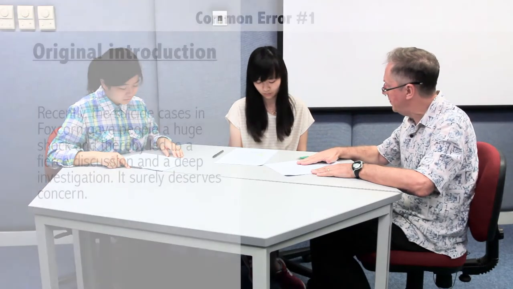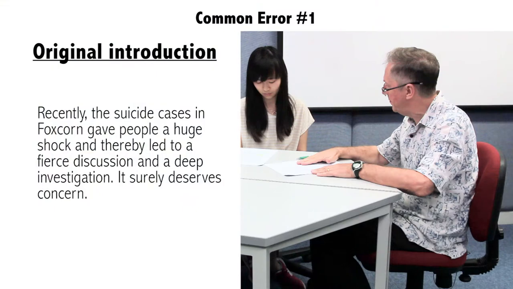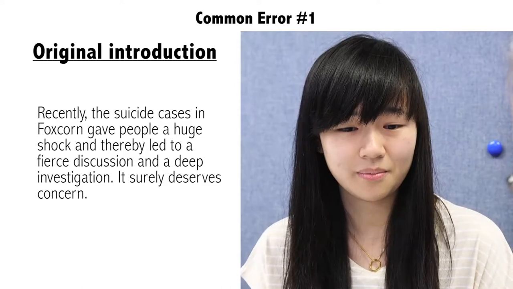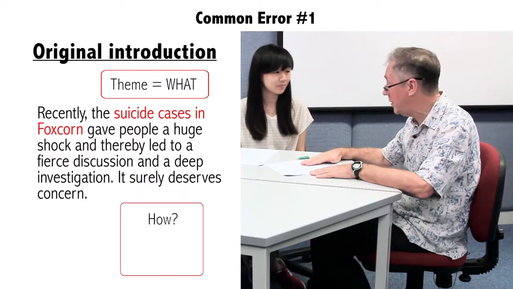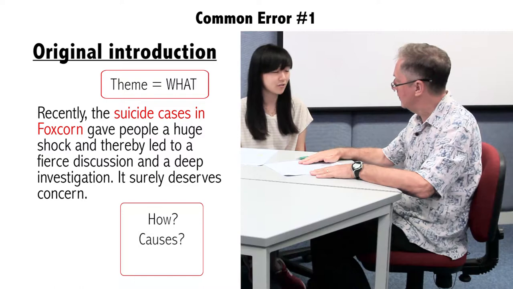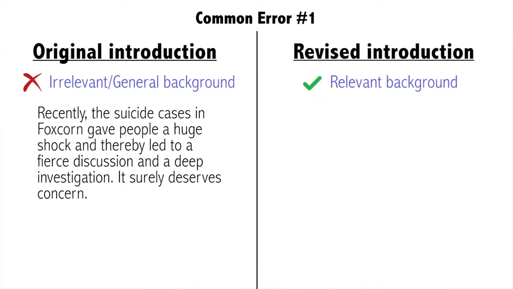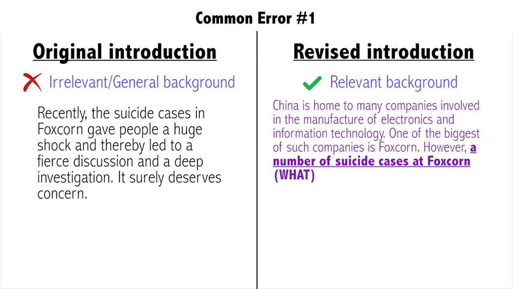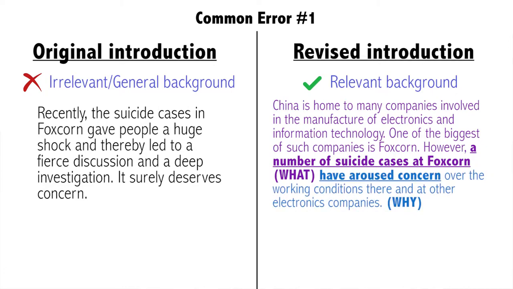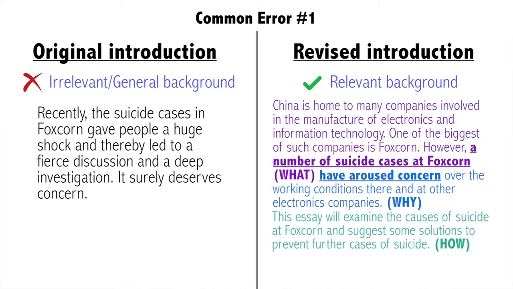Now look at the introduction. What is the theme of your essay, Hayley? Suicide at Foxconn. Right. And how did you want to argue your point? I wanted to explain about the causes of suicide at Foxconn and give some solutions. Then you need to provide background related to the theme. Anyway, now we have the theme of your essay, that is, what you're going to talk about, and why you're going to talk about it, the background. We also have an overview of how you're going to discuss the problem. These are the three parts you should include in your introduction. I understand. I'll make more effort next time.